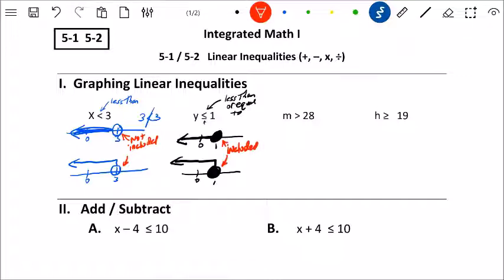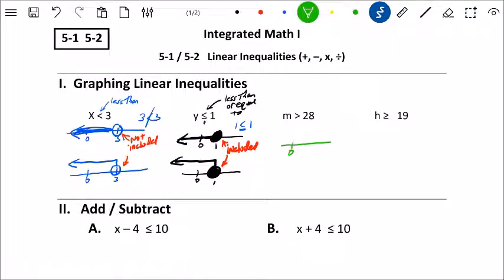So if I was to put the number 1 into this equation, say 1 is less than or equal to 1, that is a true statement. 1 is not less than 1, but because of the equal sign, 1 is equal to 1, and therefore it's an acceptable answer. Okay, let's do the same thing over here with this m greater than 28.